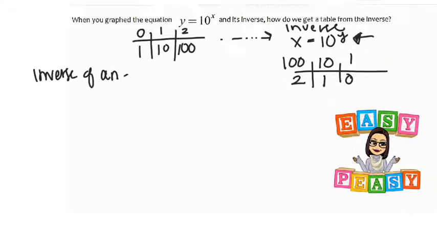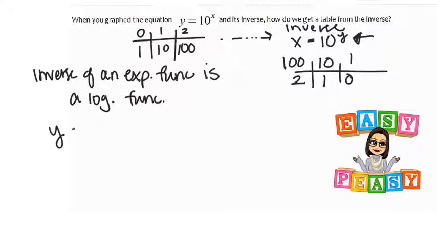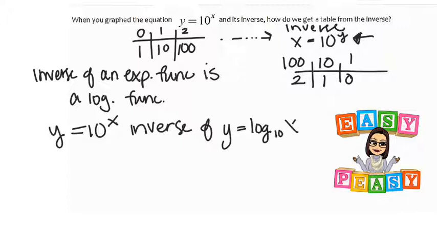of an exponential function is a logarithmic function. Okay? And so what it really ends up being is y equals 10 to the x has an inverse of y equals log base 10 of x. Okay, because that is something that we can then type in our calculator, type in Desmos, and they'll give us a nice calculator.